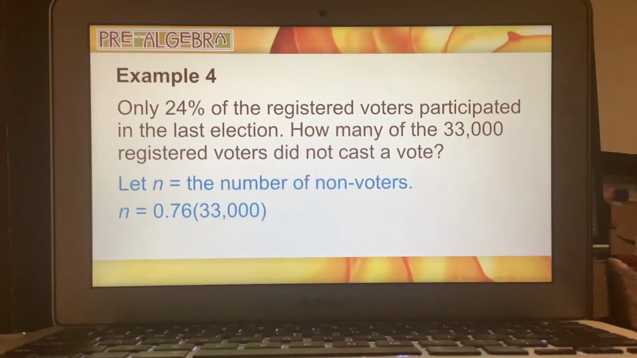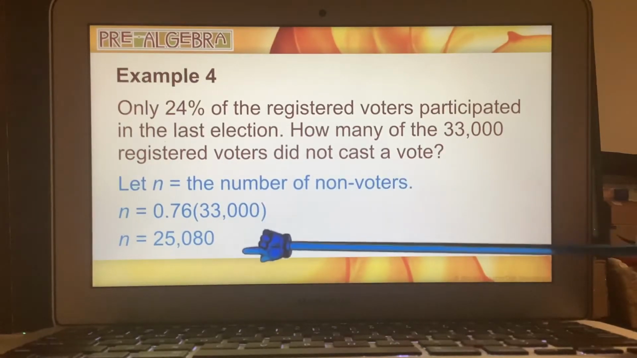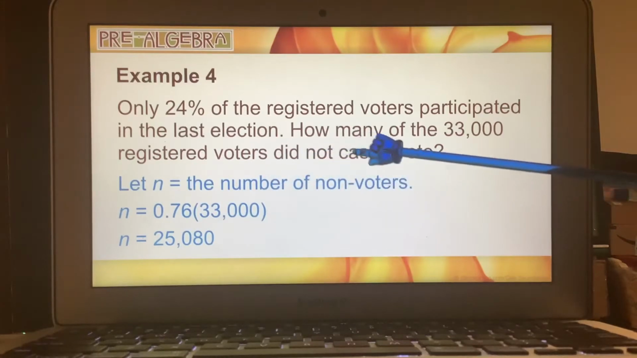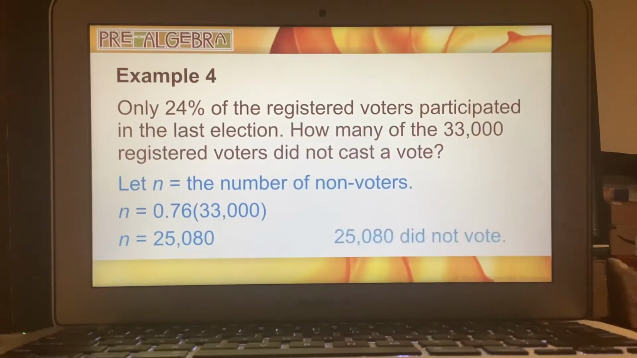When you multiply this out, you should end up with 25,080. This would be the number of registered voters who did not cast a vote. 25,080 did not vote.